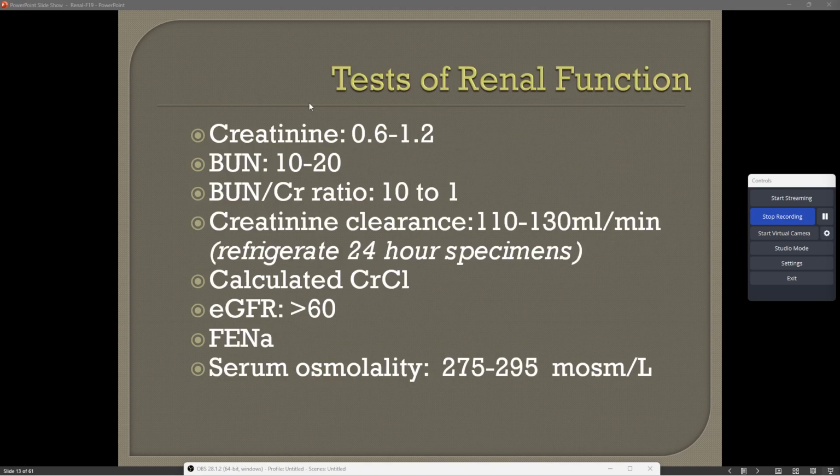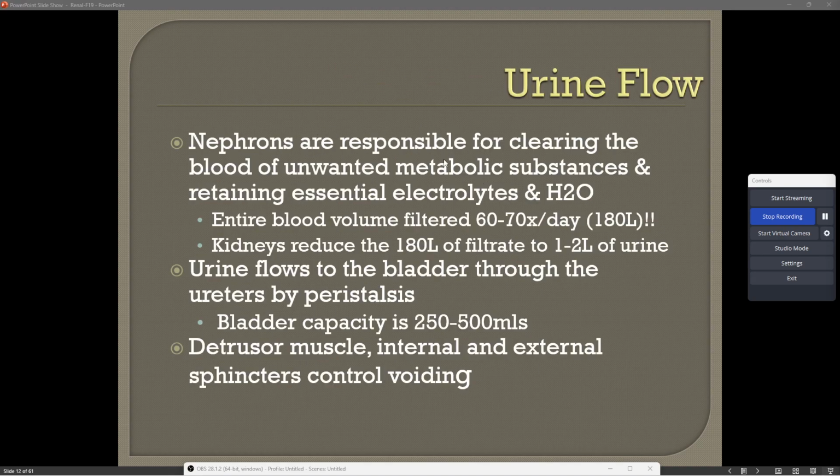Urine flow, I've already talked about that. But what I will say is this: your entire blood volume is filtered 60 to 70 times per day. Please know that. Of all that we filter, the 180 to 240 mLs, we generally only excrete about 1 to 2 liters per day. Your average urine output is typically about 0.5 mLs per kilogram per hour. So if I'm 100 kilograms and I calculate by 0.5, that would be roughly 50 mLs an hour, which is my lowest minimum threshold I want to see, slash normal.